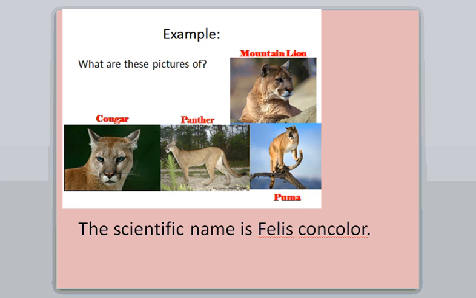We organize creatures and name them so that we always know what we're talking about. So here are the pictures of the cougar, puma, mountain lion, panther, whatever you want to call it. We give it a scientific name, Felis concolor. No matter if you are in Wyoming or Italy or South America or Maine, the Felis concolor is always going to be a Felis concolor. You're always having that same organism associated with this name.